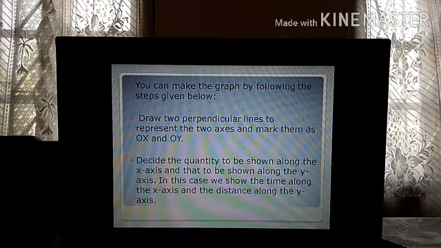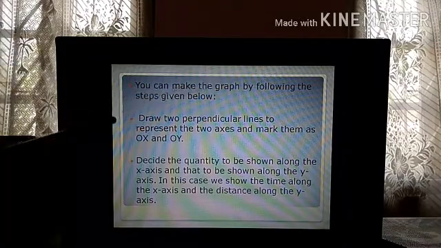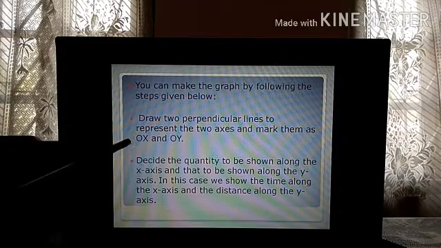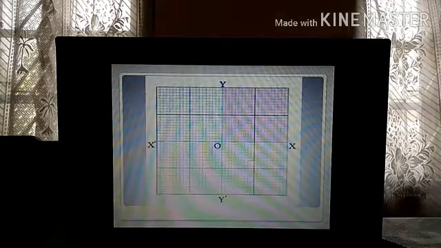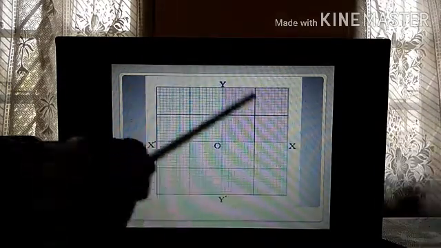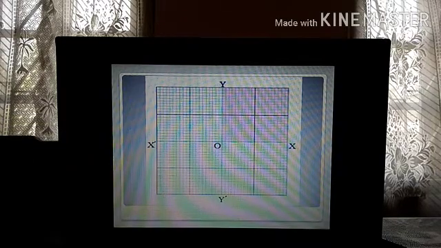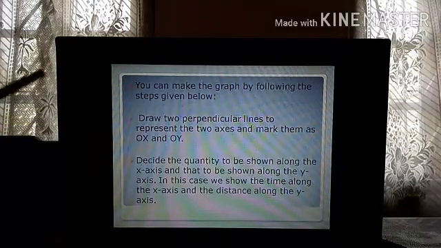Okay, so you can make the graph by following the steps given below. First you draw two perpendicular lines, right? OX and OY, isn't it? You draw like this. This is OX, this is OY. So you need to draw two perpendicular lines.